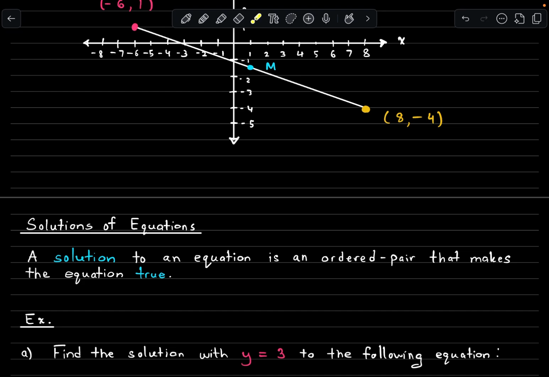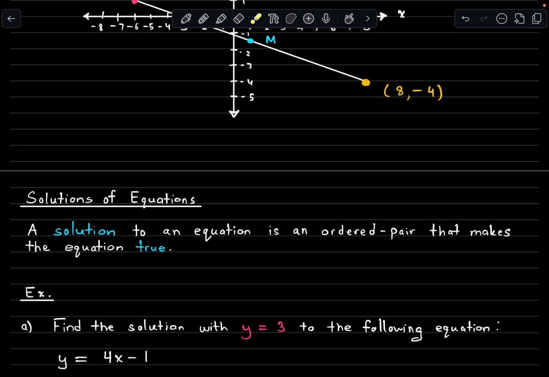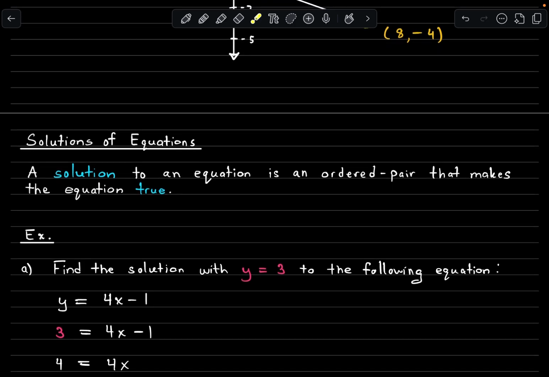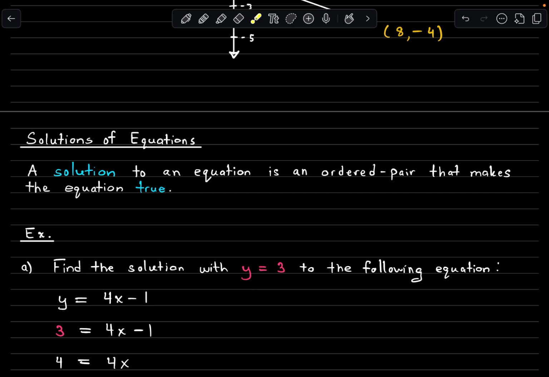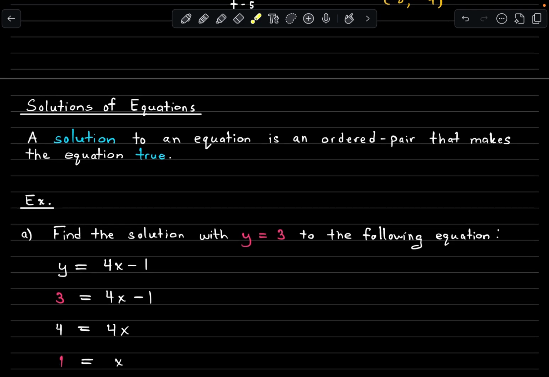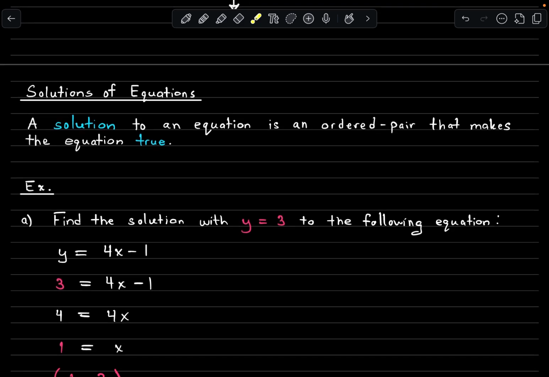So the first one says find the solution with y equals 3 to the following equation. We've got y is equal to 4x minus 1. So we've got y is equal to 3. We're trying to figure out what x value makes this relationship hold up with y equals 3. We substitute 3 in for y, and let's isolate x. So we add 1 to both sides. We get 4 is equal to 4x. Divide both sides by 4, get that x by itself. x is going to be equal to 1.